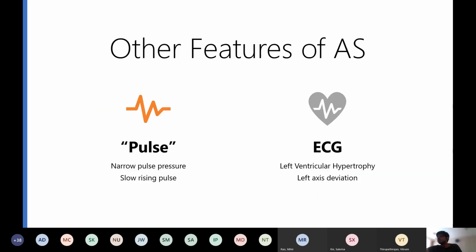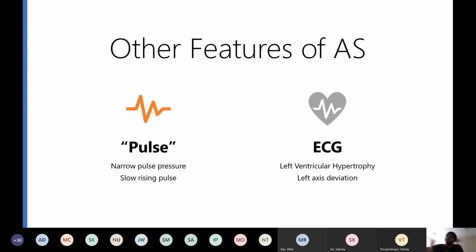Other features of aortic stenosis. So what pulse features do you get with AS? I put pulse in quotation marks because one of them's technically not to do with the pulse itself. Yeah, so when you examine the patient, if you're godlike with pulses, you might notice a slow rising pulse. I couldn't tell you when a pulse is slow rising. I'm sure some of you can. And then the other thing is to do with their blood pressure more than their pulse. You know what you get?